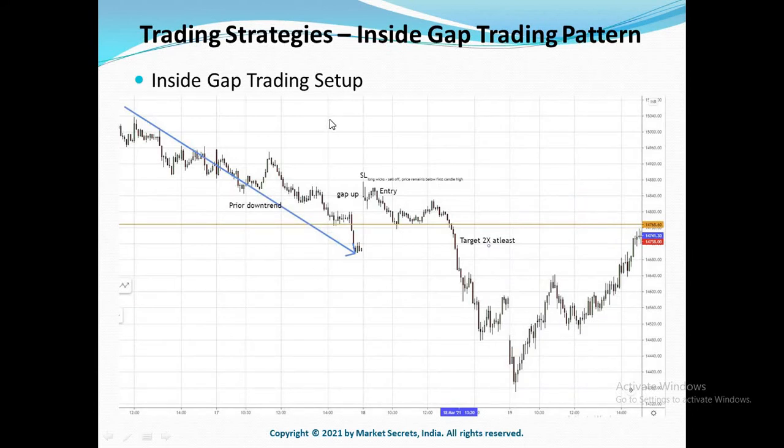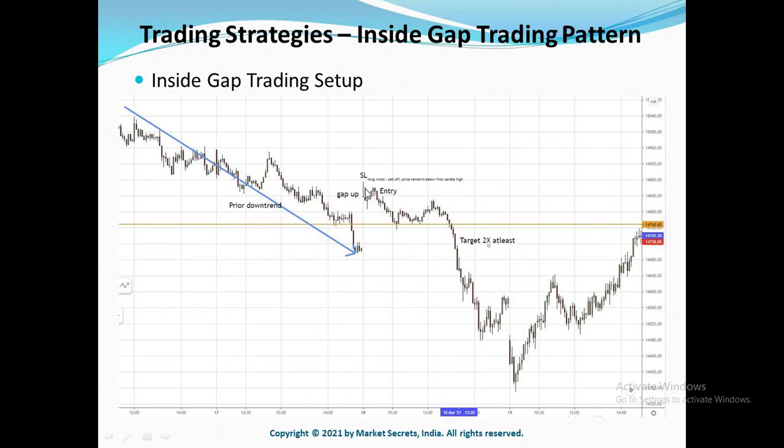Here is an example of an inside gap pattern setup. If you look here, the price is already in a downtrend. That is our first condition. The market should already be in a downtrend. The price should have dropped big the previous day. So the first condition is satisfied. Now the price should gap up. If you look here, the price gaps up the next day well above the low and closing price of the previous day. So this is the low and this is the closing price of the previous day, and the price gaps up the next day well above those prices.